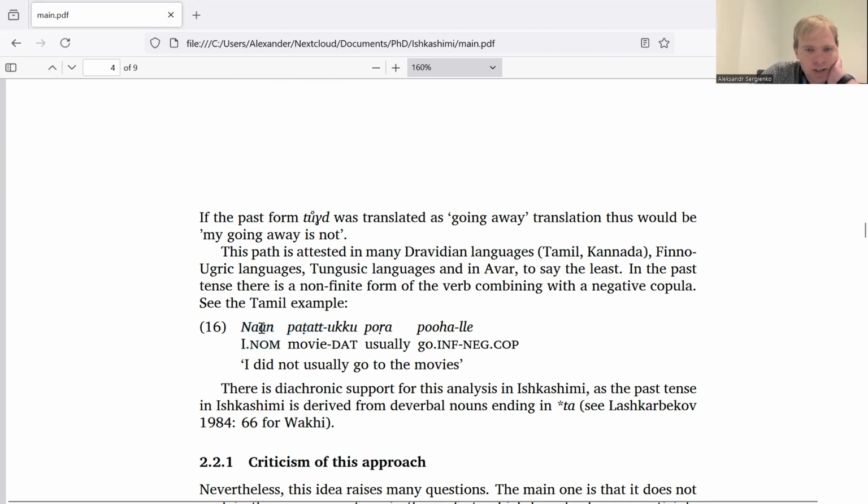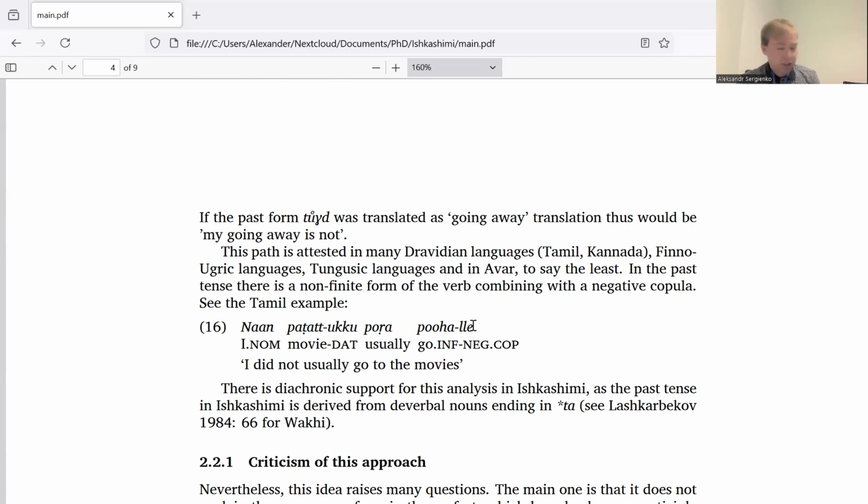And what you see here is the infinitive form of the verb poga, to go, and the le, which is a negative copula. And in the affirmative, in the positive sentence, you have a proper past tense, but when we add the negative copula, we have the infinitive of the verb.